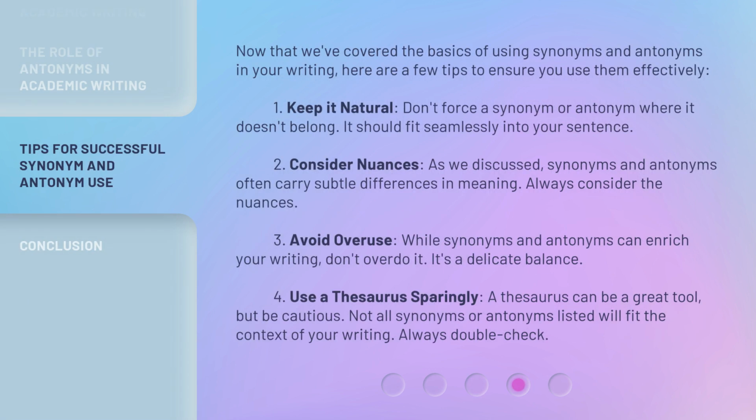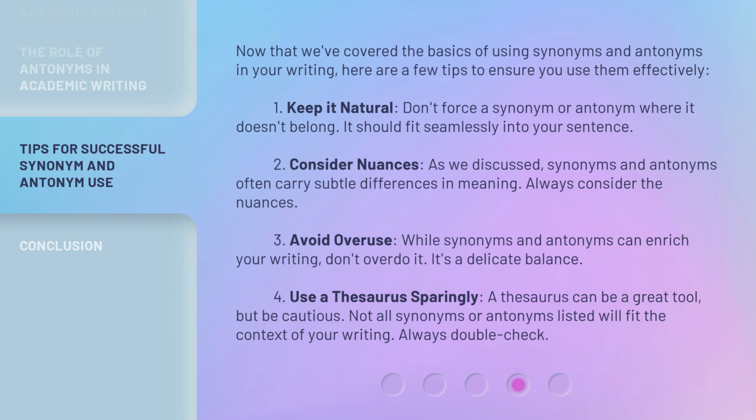Now that we've covered the basics of using synonyms and antonyms in your writing, here are a few tips to ensure you use them effectively. 1. Keep it natural. Don't force a synonym or antonym where it doesn't belong. It should fit seamlessly into your sentence. 2. Consider nuances. As we discussed, synonyms and antonyms often carry subtle differences in meaning.